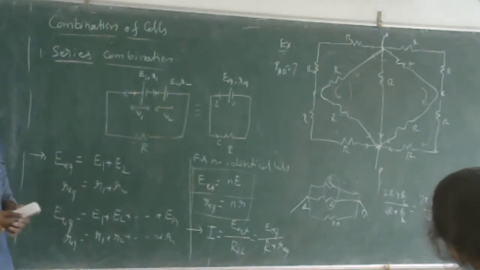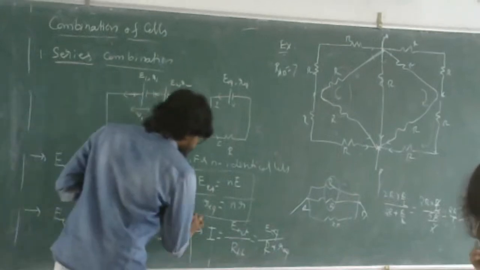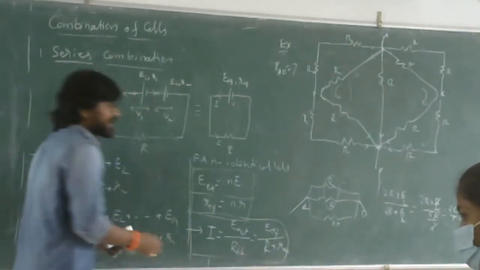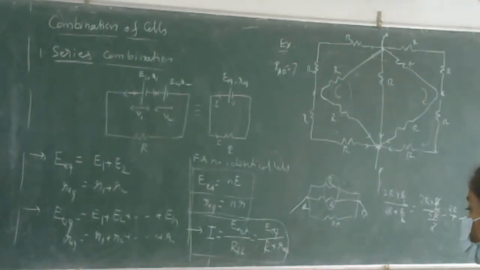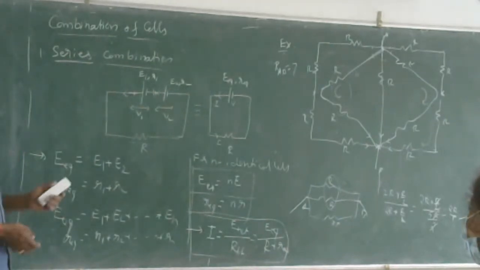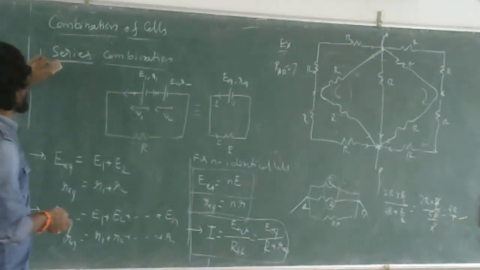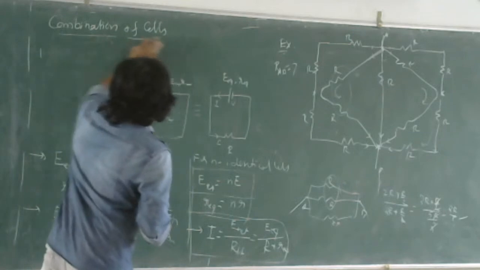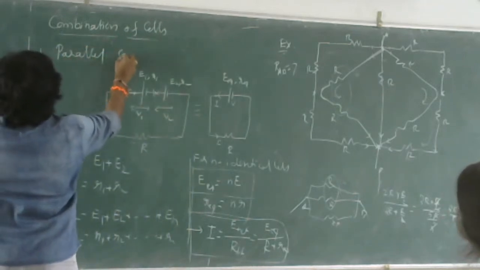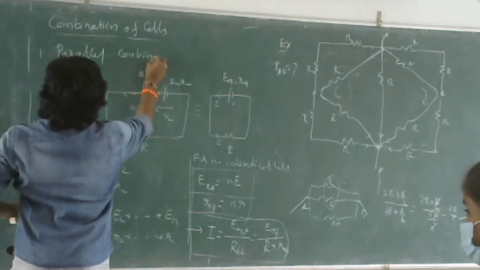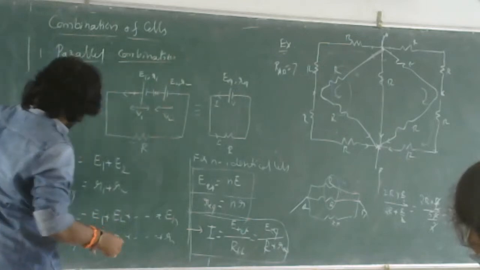Yes? Got it? So this is briefly about how to find current in a circuit which has n number of cells in series. Got it? Next, if n cells are in parallel, have you copied these points? Everyone? Good? Next, write down parallel combination of cells.